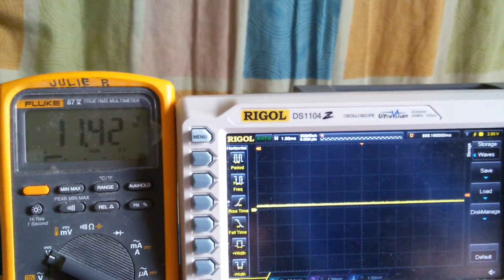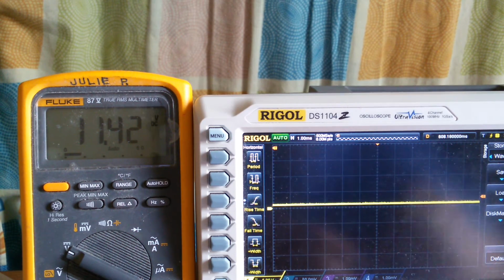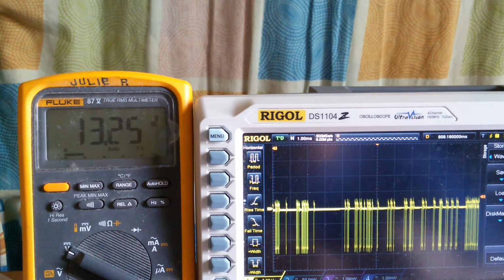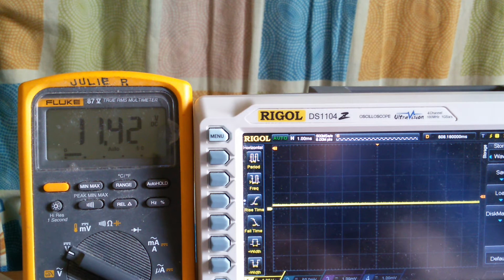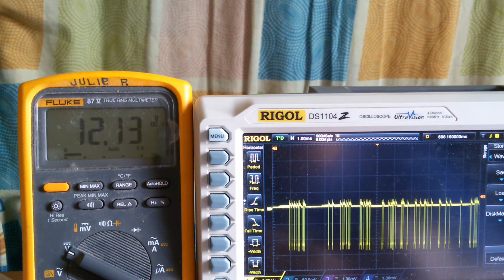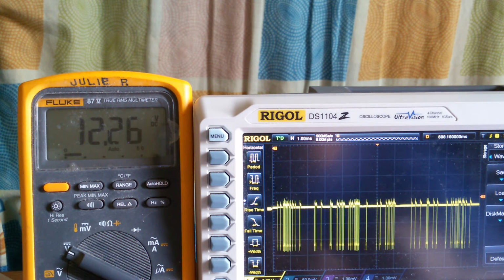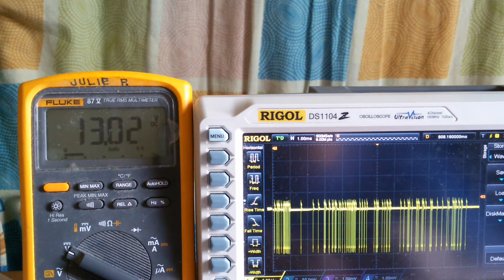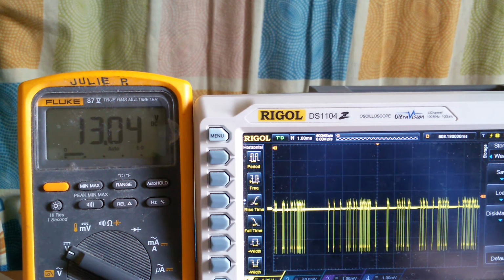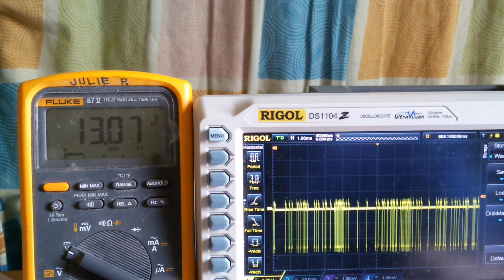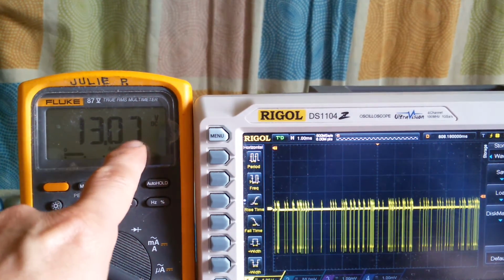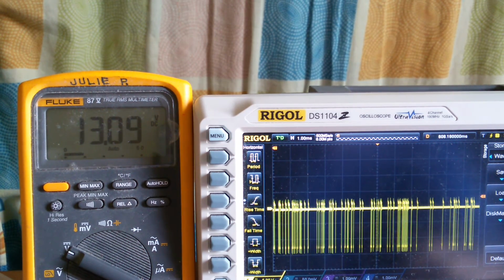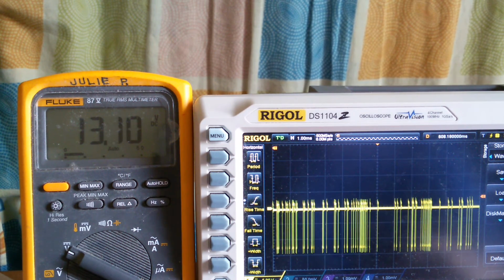So we will increase the voltage now. I'm increasing it slowly. I want to have an output voltage of about 13 volts. Make it 13. Okay, this is it. Look at the output voltage. There's some ripple in it. Yeah, that's because of our regulation.